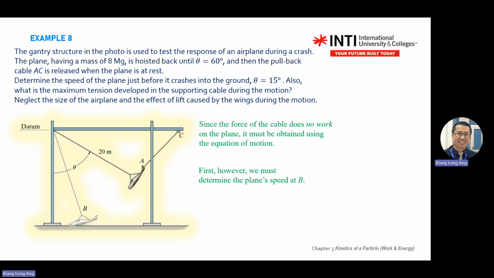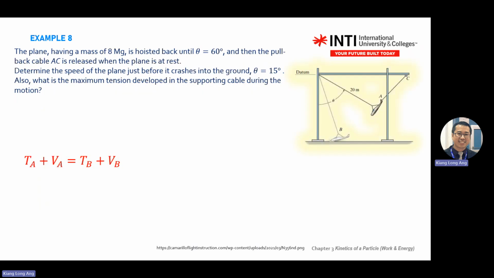So first, however, we must determine the plane speed at B. So you draw the plane. Of course, in a test, you don't need to copy the shape. As long as you draw a rectangle, or if you want to use an ellipse also can. As long as it's a body. Then first thing, you go to the center of mass. Draw W first. Then establish the axes.